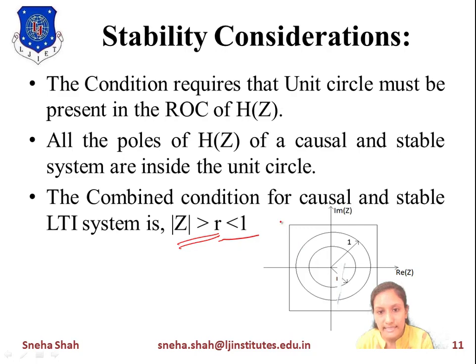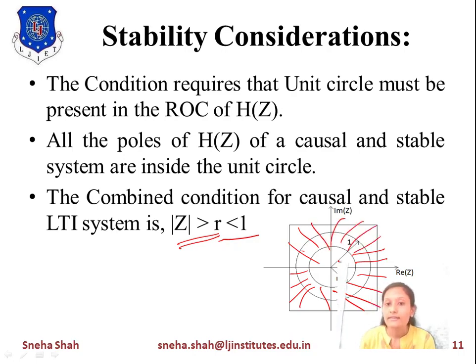So mod z is greater than r. If we represent it, this one is r. So greater than r means this part. So this is the representation of the system where the system becomes causal and stable.